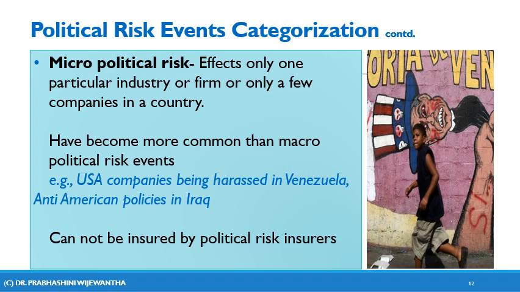So political risk is one form of risk faced by business organizations. So then companies can insure themselves for political risk with insurance companies. But unfortunately, remember that companies cannot insure themselves under political risk insurers for micro-political risk events.